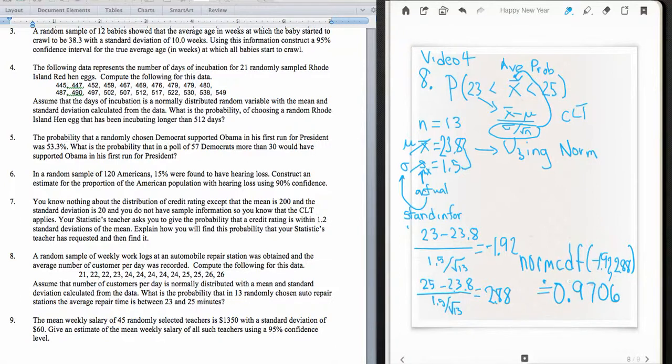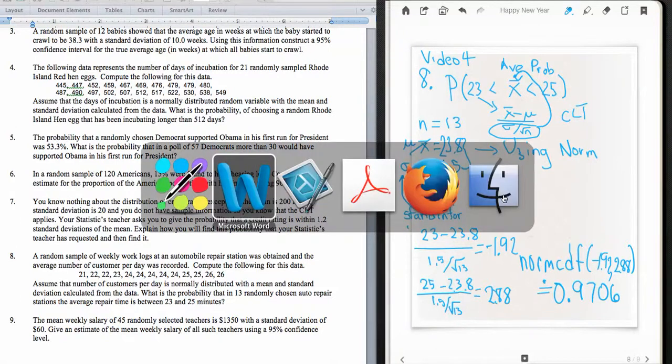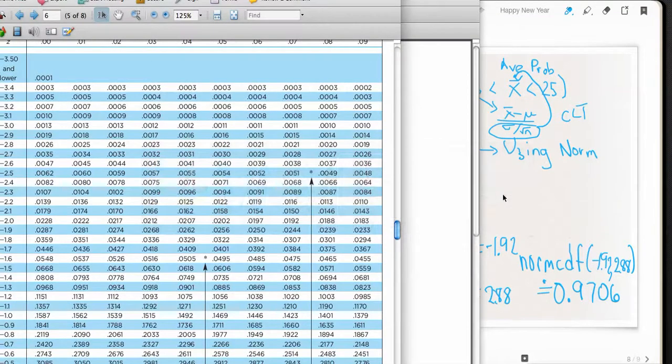Now, if I were to do this using my normal table, remember I'd have to do a subtraction. I'd have to find the probability of being less than 2.88 and then subtract the probability of being less than negative 1.92. So we can go ahead and take a look at that and see how it would look. Remember, this is much more difficult.